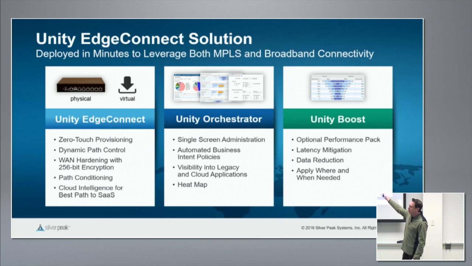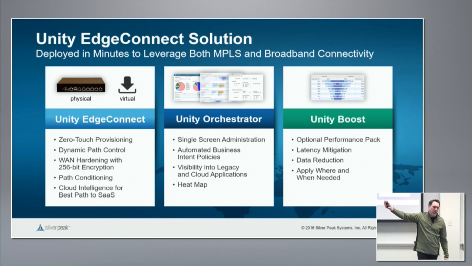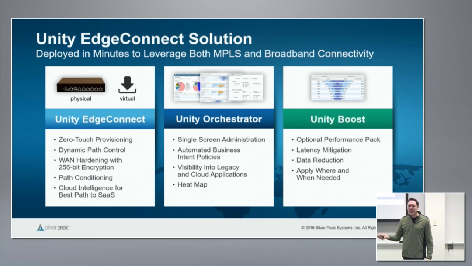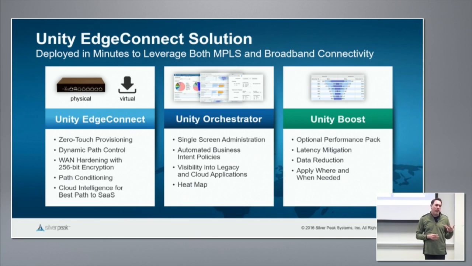In terms of pricing, Orchestrator is included with any EdgeConnect subscription. So as long as the customer is paying their $199 per month per site, the Orchestrator is something that's delivered along with that and already fully licensed. And then finally, there's Unity Boost. Unity Boost is an optional performance pack.